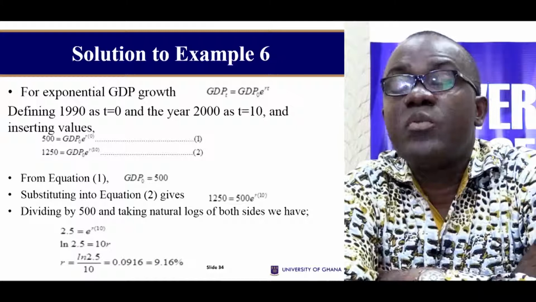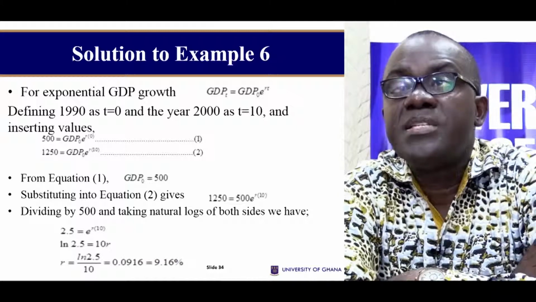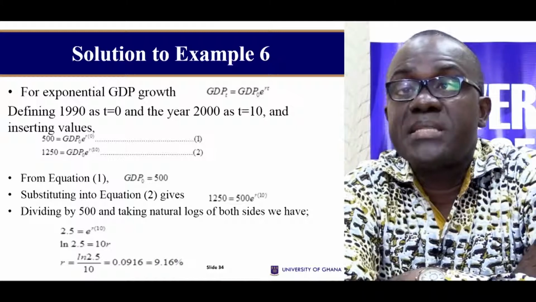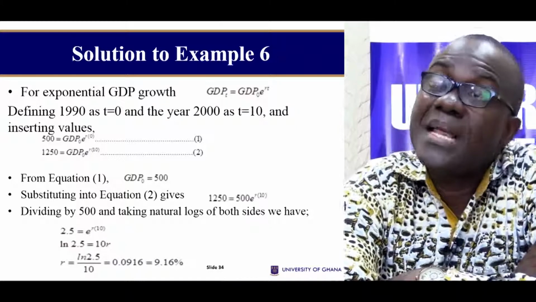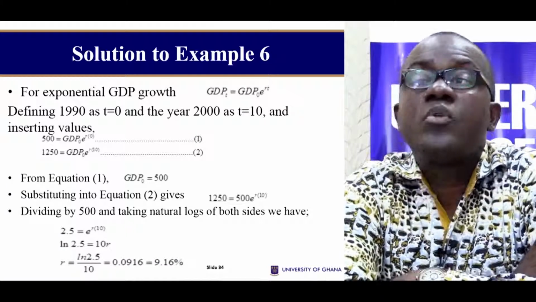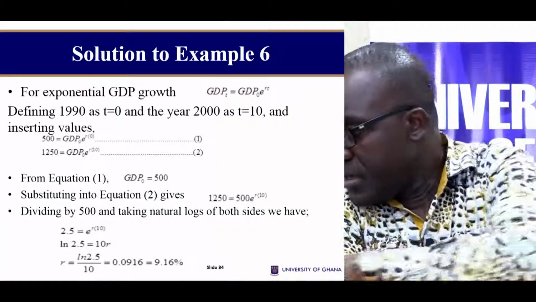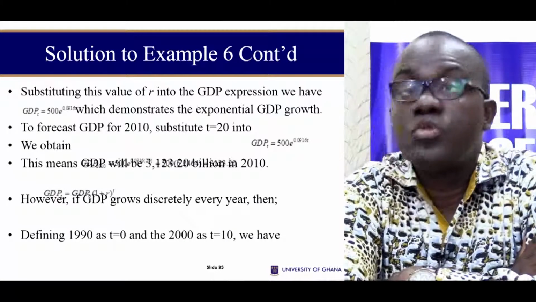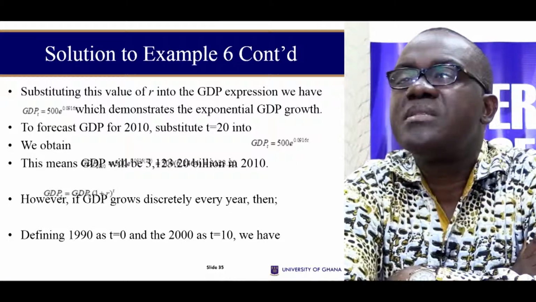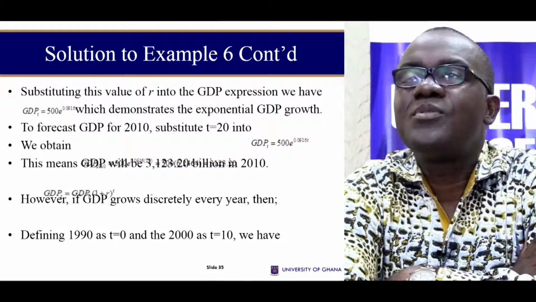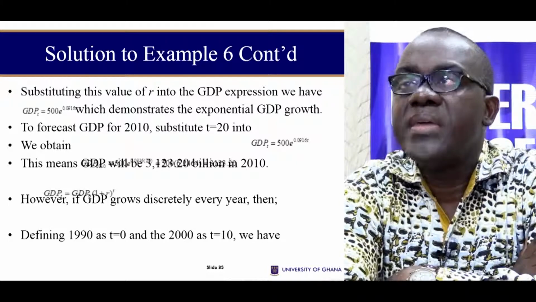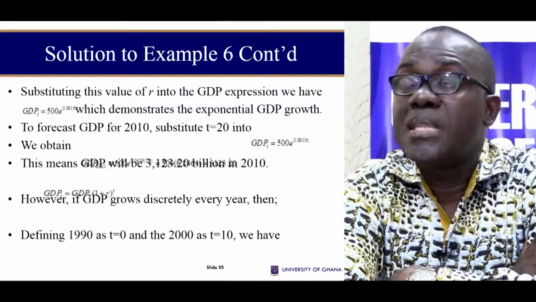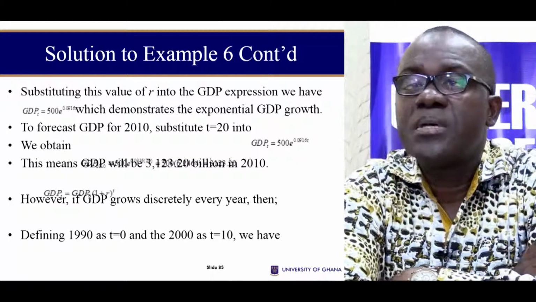From the first equation, I'm always able to know that GDP 0 is 500. I slot it in the second equation, and then I use my knowledge in exponential and log functions to solve for R, which you can see over there. Now, once we know that R, it means that we are able to put it back into that equation, and then we have the expression for the exponential growth of the population that we're talking about.